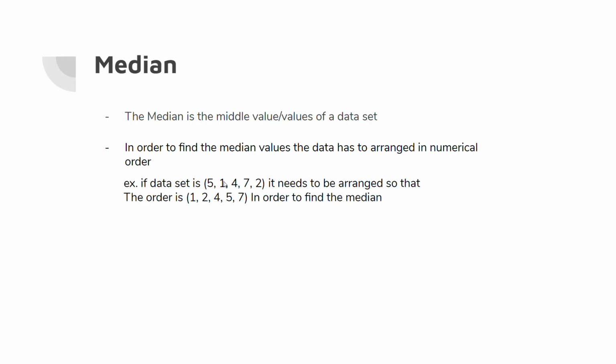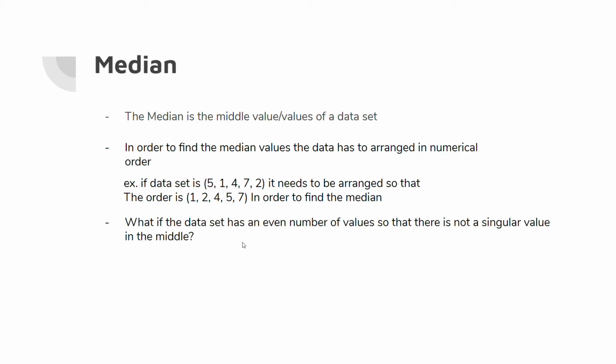So for example, if we have this data set here which has 5, 1, 4, 7, 2, we're just going to go ahead and rearrange it to 1, 2, 4, 5, 7, so that 1, the smallest number, would be at the left side, and 7, the greatest number, would be at the right side. So what if the data set has a number of values so that there's not a singular value in the middle?